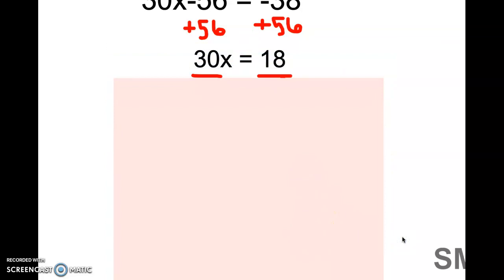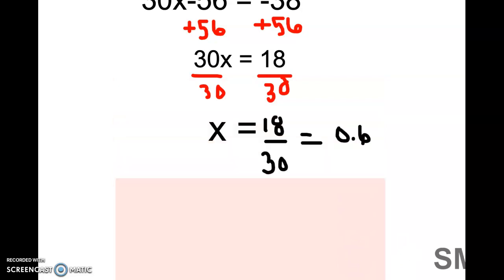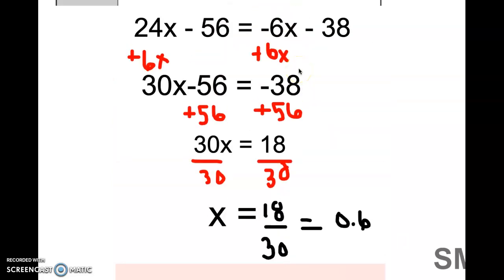30x is 30 times x, so to undo multiplying by 30, we're going to divide both sides by 30. When we do that, we get that x is 18 over 30. Remember, it's completely okay to leave it as a fraction. If you wanted to turn it into a decimal, 18 over 30 is 0.6.